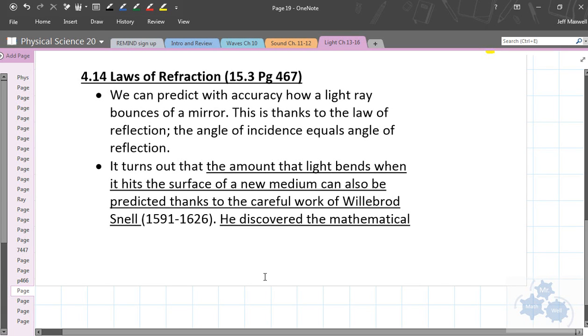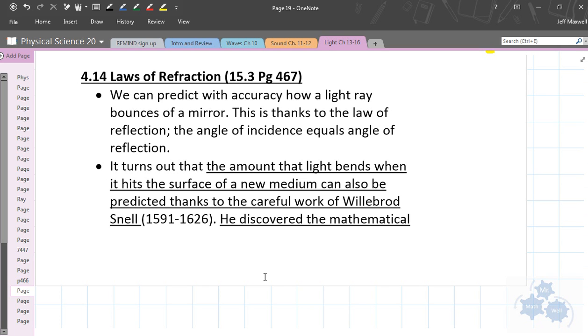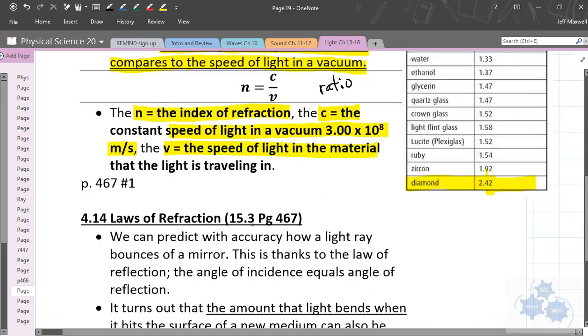Alright, today's lesson in Physical Science 20 comes from 15.3, page 467. And we're going to talk about laws of refraction. We just talked about index of refraction.